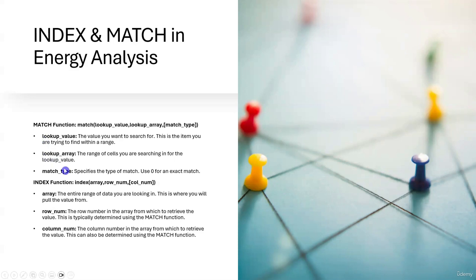Once you get the row number or column number, you can feed it into the INDEX function to retrieve the right data you are looking for. Think of MATCH as your GPS finding the right row, and INDEX as your magnifying glass zooming in on the exact data point. Together, they provide a powerful way to navigate and extract data from your tables.